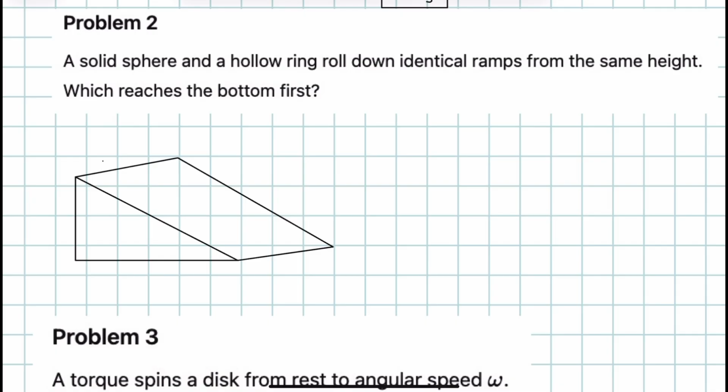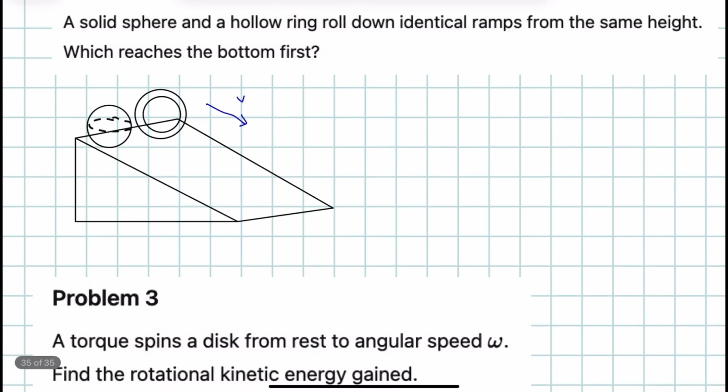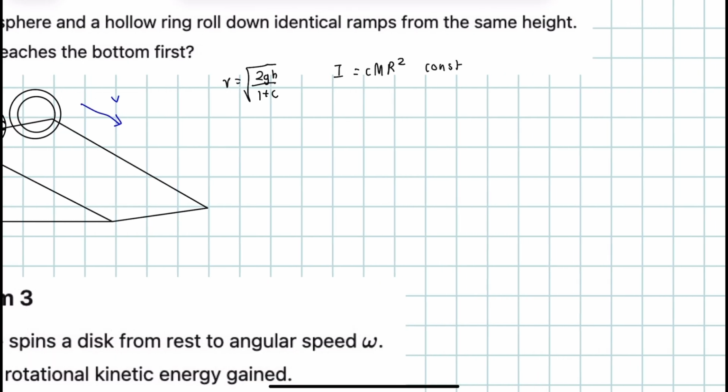Now we have this solid sphere, which is going to be like a circle, and then we have the hollow ring. The ring is like this. They're both going to go down with the velocity of v. So we have this formula that we can use: v is equal to the root of 2gh divided by 1 plus c, and we know that I is going to equal cmr squared. And we also have these constants.